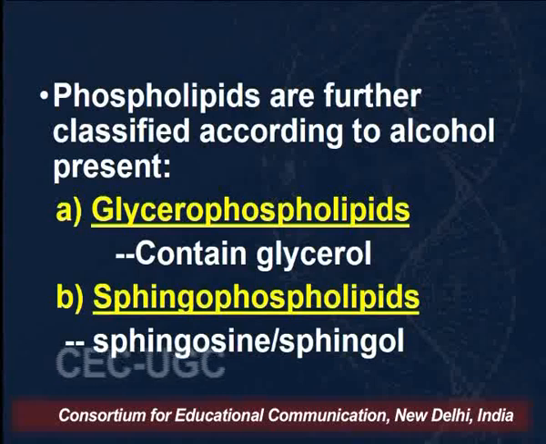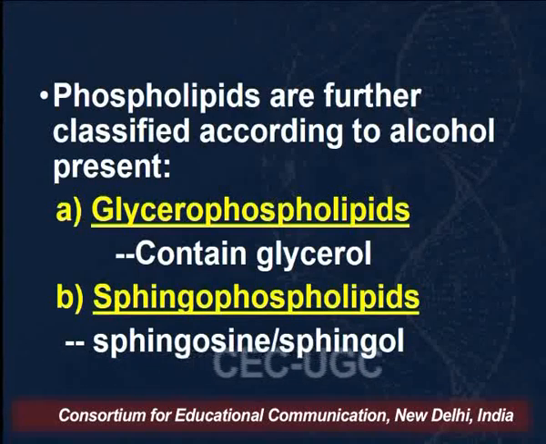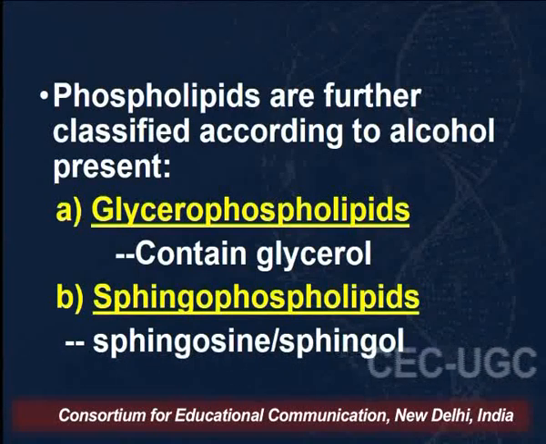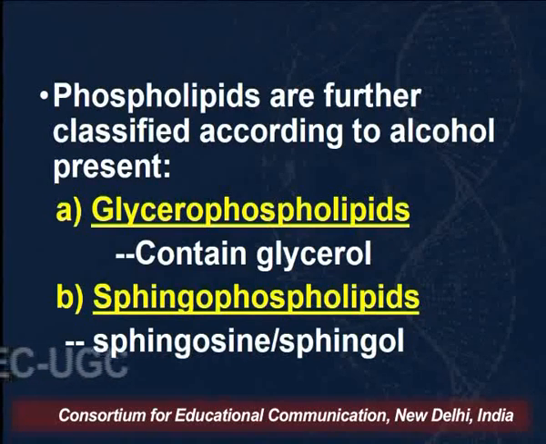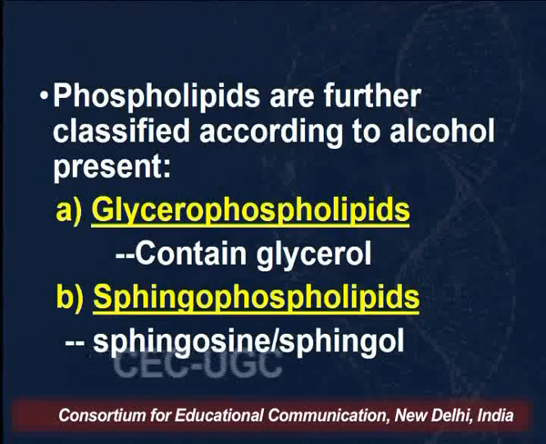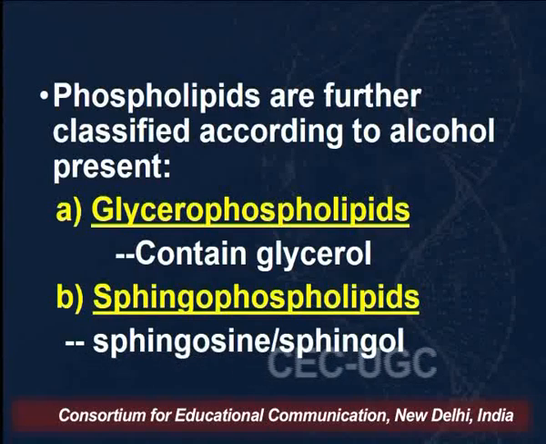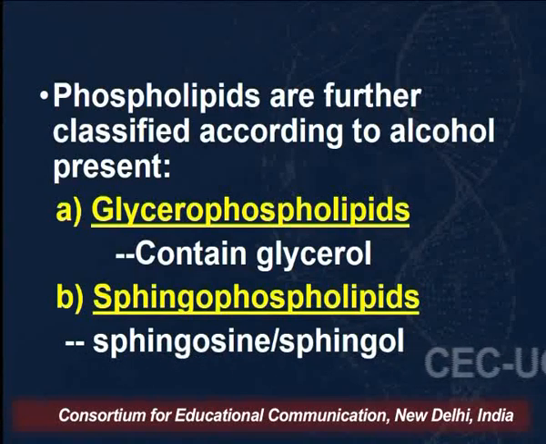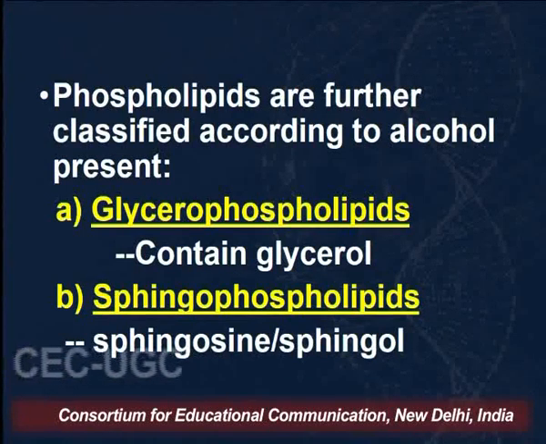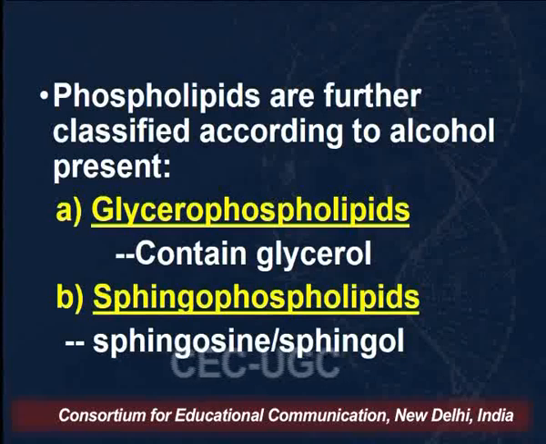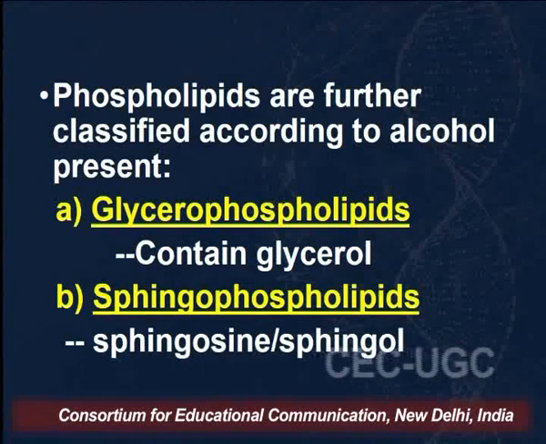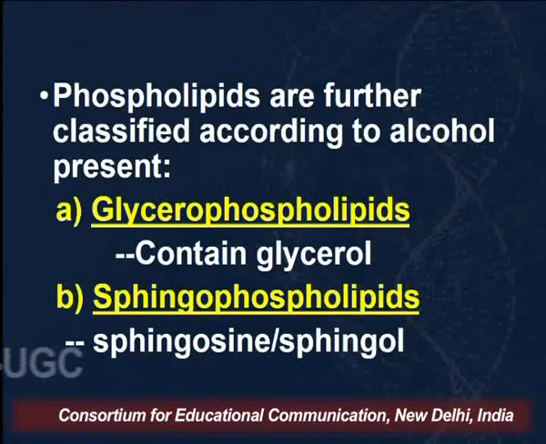But these phospholipids can also be further classified on the basis of the alcohol present in them. If the alcohol present in phospholipids is glycerol, we call those phospholipids glycerophospholipids. And if the alcohol is sphingosine, also known as sphingol, then the phospholipids are known as sphingophospholipids.